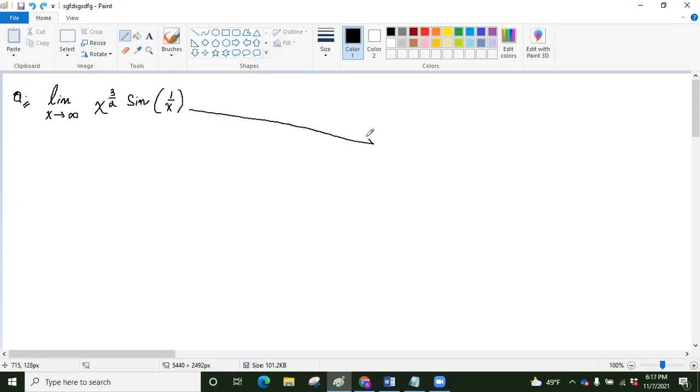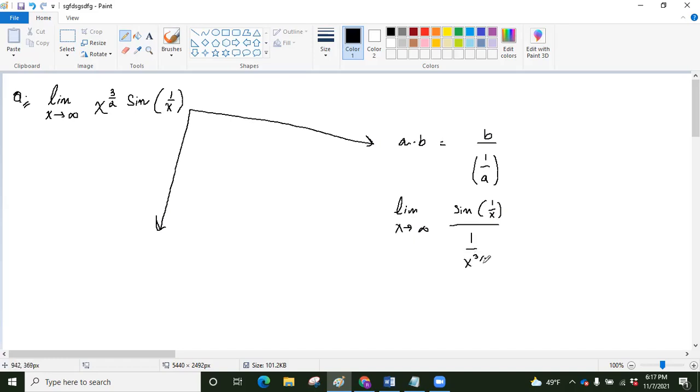And there are really two ways you can do this if you wanted to express this as a fraction. The first thing is you can say that if you have a times b, that's essentially the same thing as b over 1 over a, right? So this would come out to being the limit as x approaches infinity of sine of 1 over x divided by 1 over x to the 3 halves.